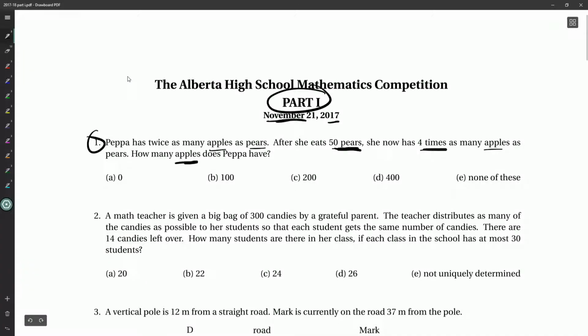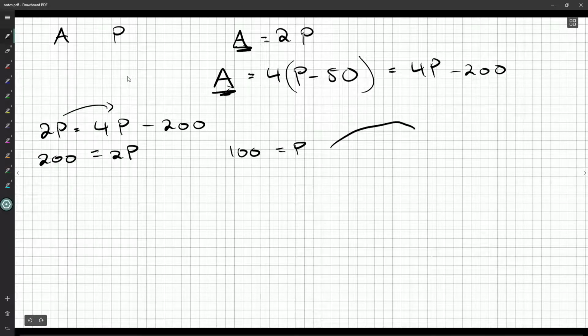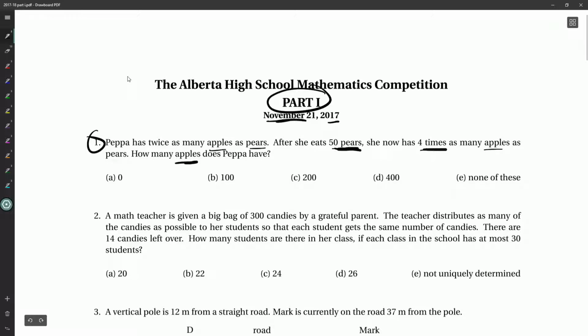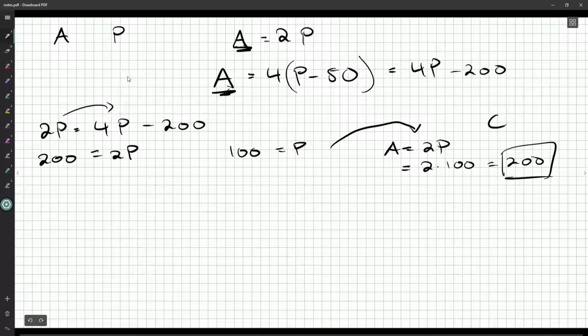Now, were we asked for the number of pears? We want the number of apples, so we're going to have to do a little bit more work to figure out how many apples Peppa has. But we know the number of apples is twice the number of pears. So 2 times 100, we get 200. So Peppa has 200 apples. Be very careful about what they're asking for, because if we thought it was just the 100 pears, and we saw 100 as our answer, we might circle B and move on without realizing they want apples, so our answer here is going to be C.